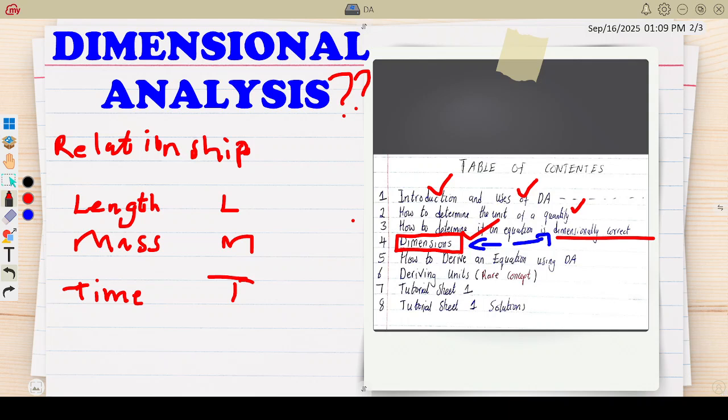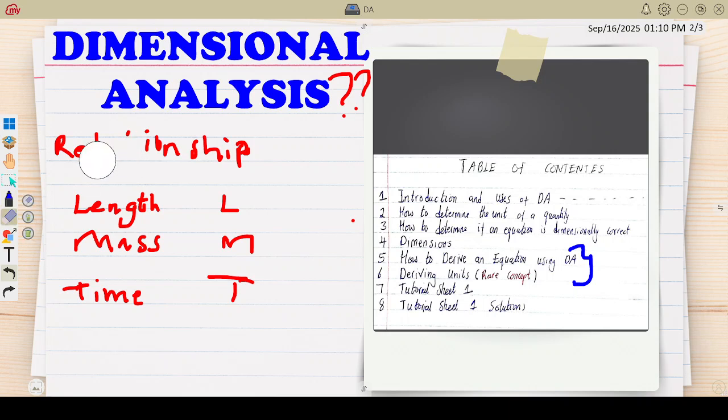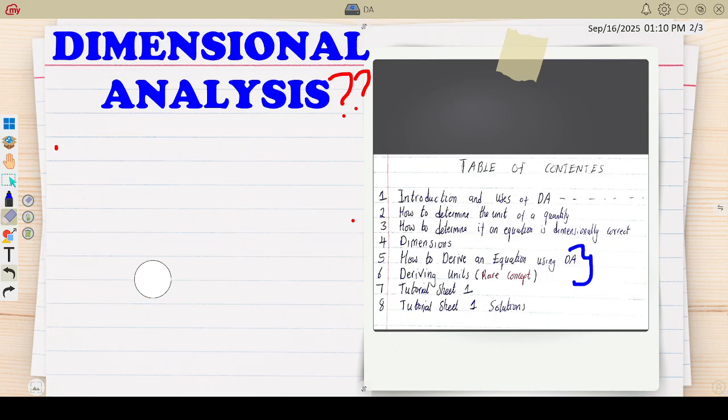In the next video after this one, we'll deal more with deriving an equation using dimensional analysis. I have a number of practice questions here, so we'll derive and proceed just like that. So see you in the next video.